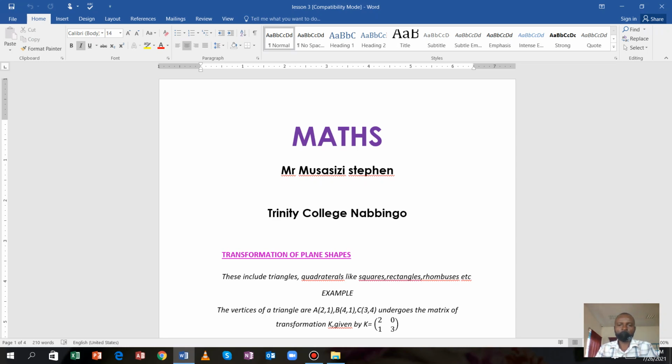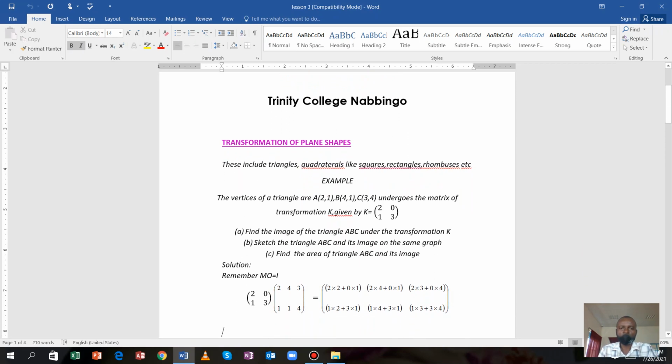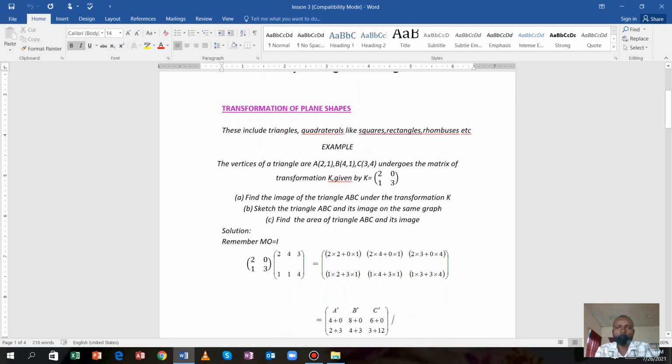The example says that the vertices of a triangle are A(2,1), B(4,1), C(3,4). It is undergoing a matrix of transformation K, whereby K is (2 0; 1 3), and I want us to find the image points of triangle ABC under this transformation K.